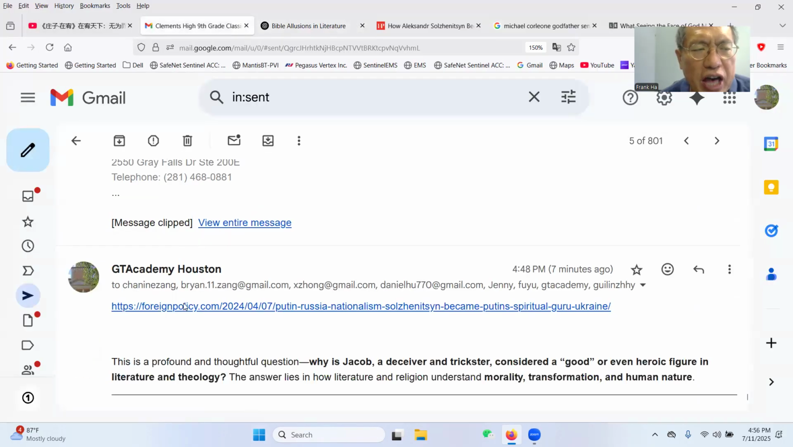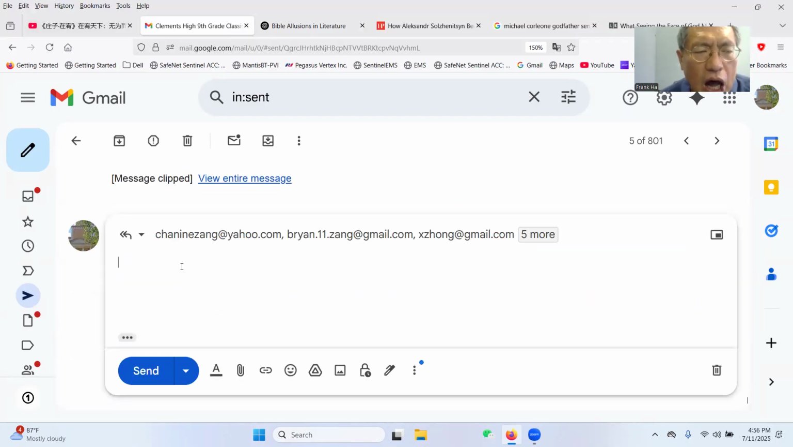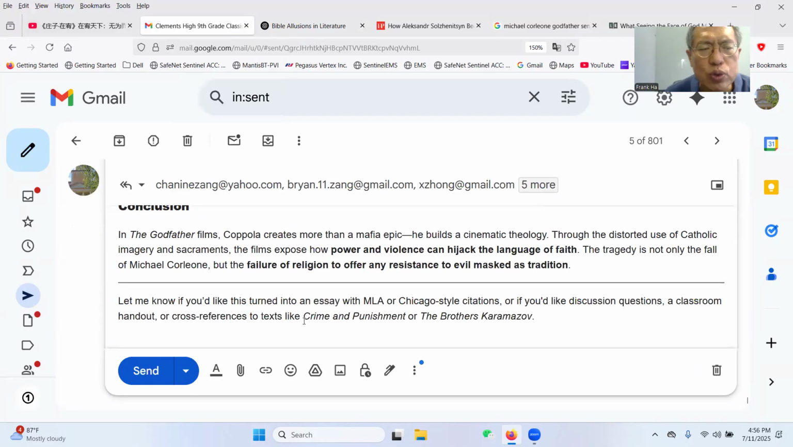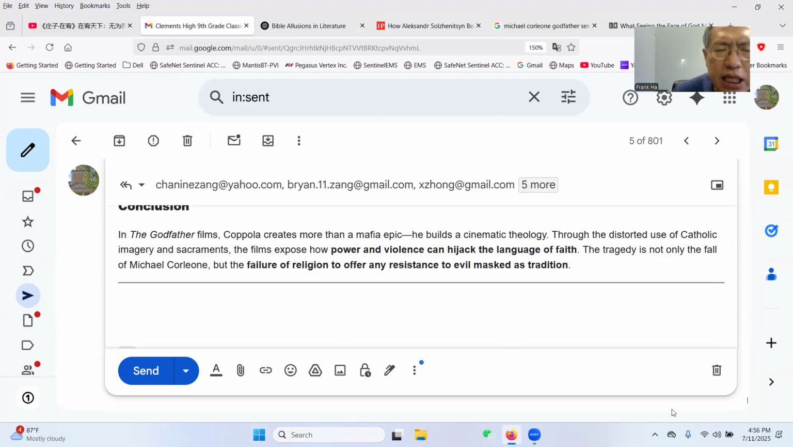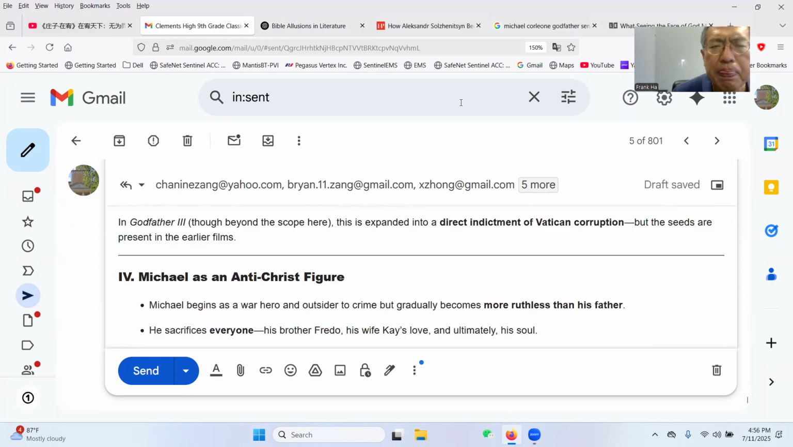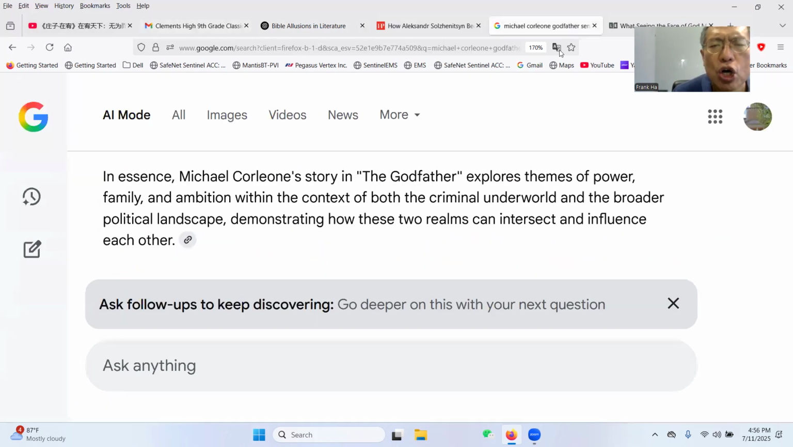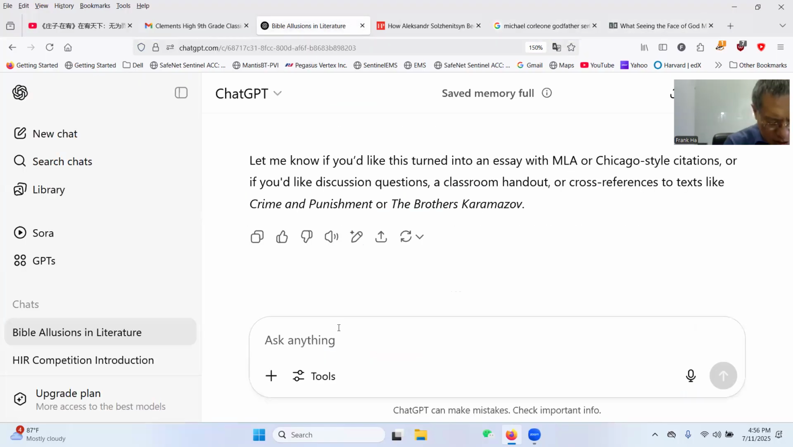So this one is definitely a thesis analysis. And then this one is how you write a high school level literary analysis, right? So these are the outline, right? And I want a full essay.